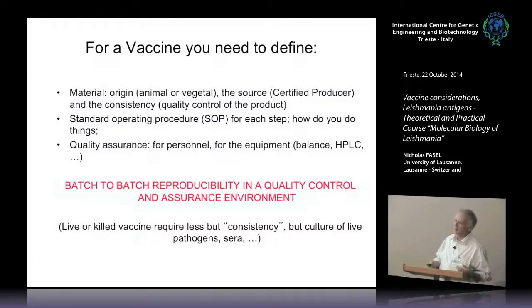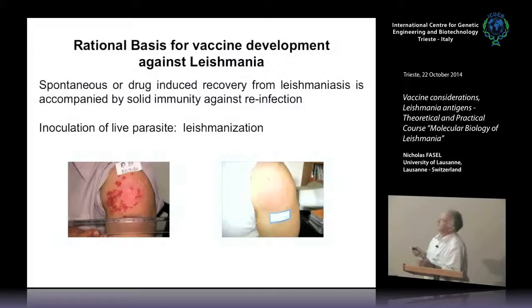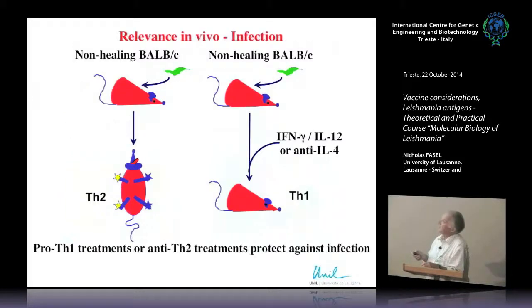Can you avoid serum, for example, and use synthetic compounds? So can we generate a vaccine? I think probably everybody here thinks it's possible. We know that a spontaneous or drug-induced recovery from leishmaniasis is accompanied by solid immunity against reinfection. But we know that's the case of leishmanization, where people have been injected. Sometimes, unfortunately, these people develop lesions. Then they have to be treated with drugs. But it means a vaccine is possible at least for cutaneous leishmaniasis.